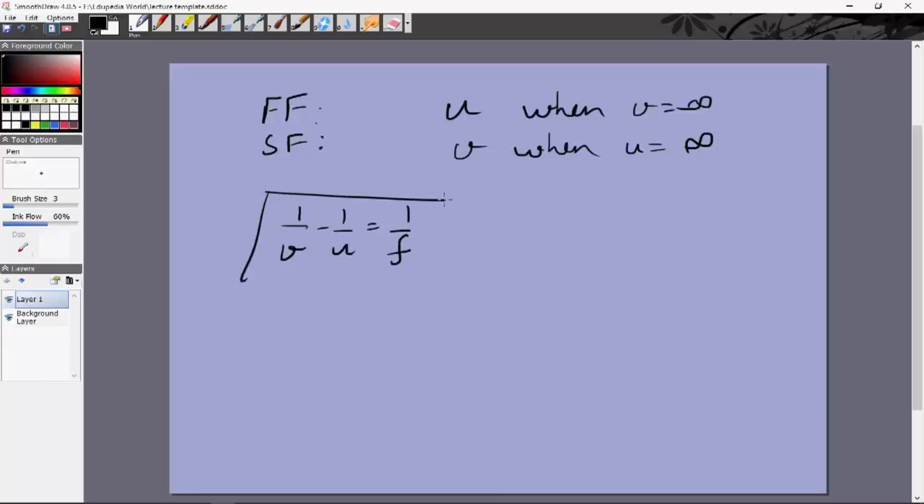We can see it directly that these two will have the opposite sign, because if we take this to be 0, then 1 by U is equal to minus 1 by F. If we take this to be 0, 1 by V is equal to 1 by F. Right. And let's see how that relates to convex and concave lenses.